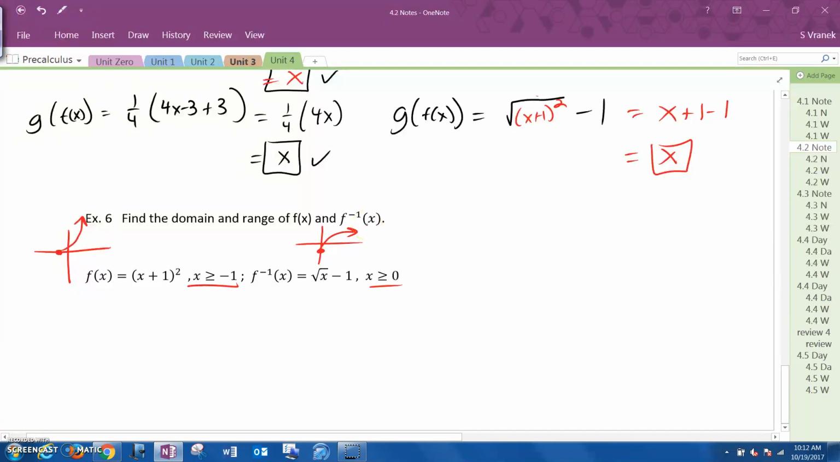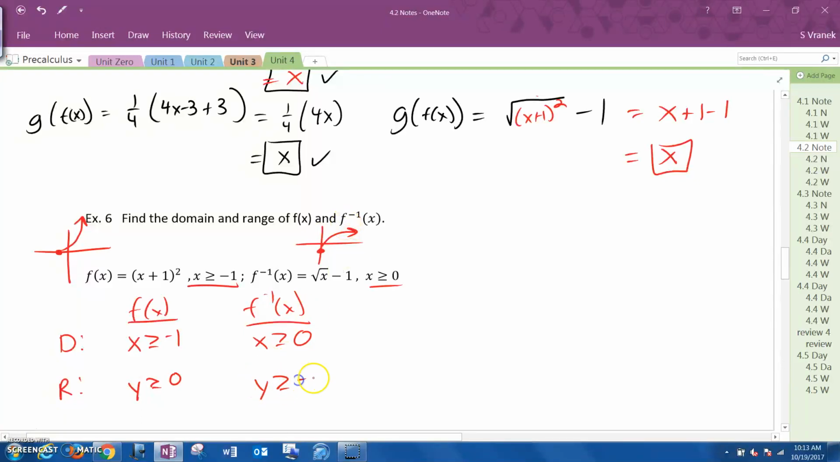Okay. So now I want to know the domain and range. So I have f of x and the inverse. I have the domain and the range. For the function, I tell you the domain is x is greater than or equal to -1. And for this function, I tell you the domain is x is greater than or equal to 0. So usually for range, you have to look at a graph. Let's look at the original function's graph. It starts at a y of 0 and goes up forever. If you look at the inverse's graph that I graphed up here, it starts down at -1 and goes up forever. So you get y is greater than or equal to -1.